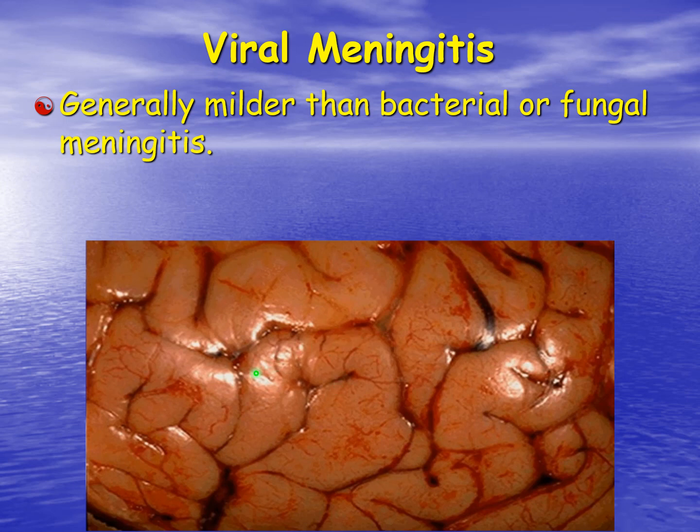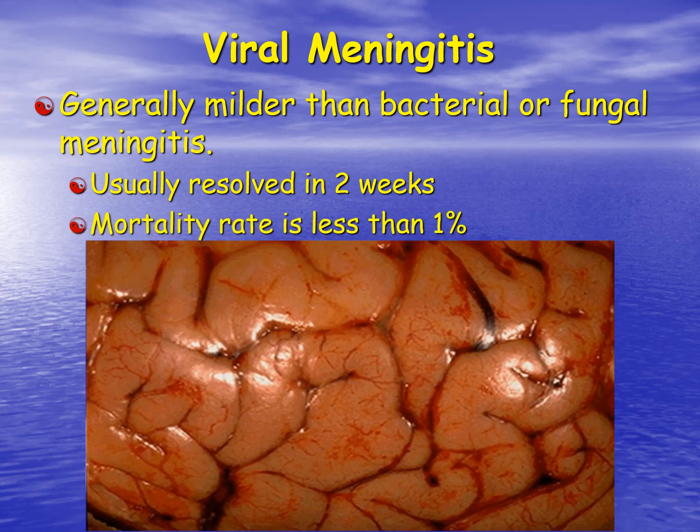And you can kind of appreciate here on the surface of the brain, we have some edema and we have some inflammation of the meninges going on here. But if this were bacterial in nature, we would typically also see a lot more inflammation and even pus. Viral meningitis usually resolves in the acute phase in less than 2 weeks, and the mortality rate of viral meningitis is actually less than 1%.